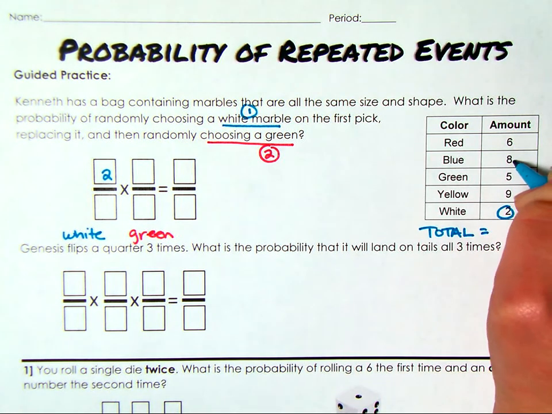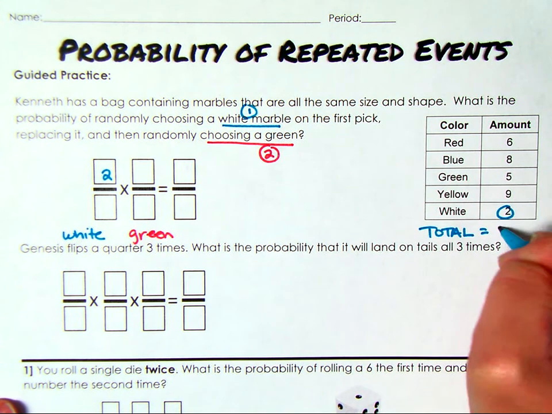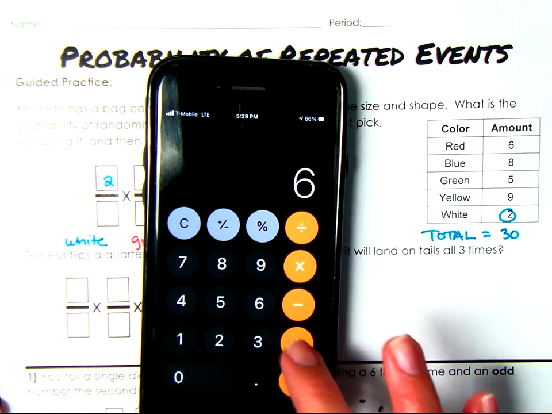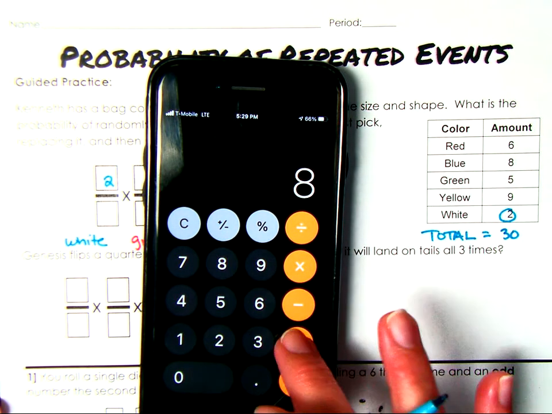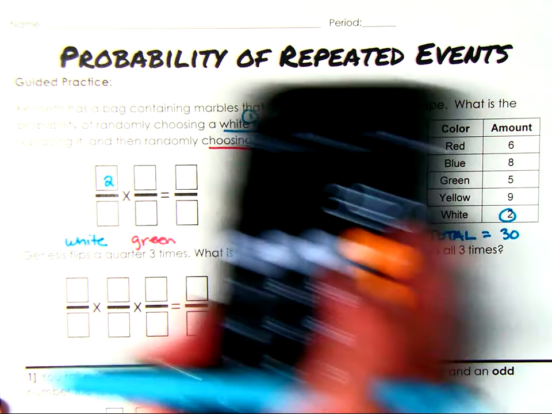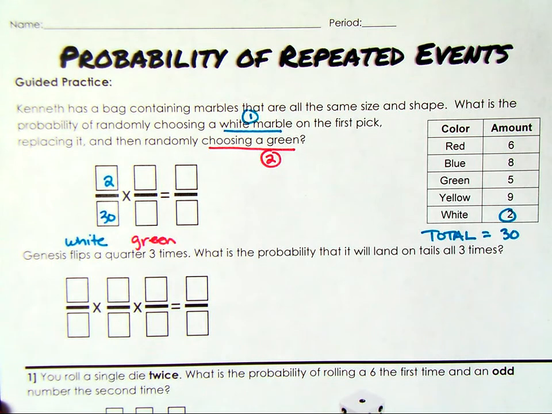So there's 6 red, 8 blue, 5 green, 9 yellow, 2 white. 6 and 8 is 14, plus 5 is 19, plus 9 is 28, plus 2 is 30. Let me just double check my math, making sure we got it right. So we had 6 red, 8 blue, 5 green, 9 yellow, 2 white. Perfect. Just wanted to make sure, because if we get one of those numbers wrong, it's going to affect everything else.